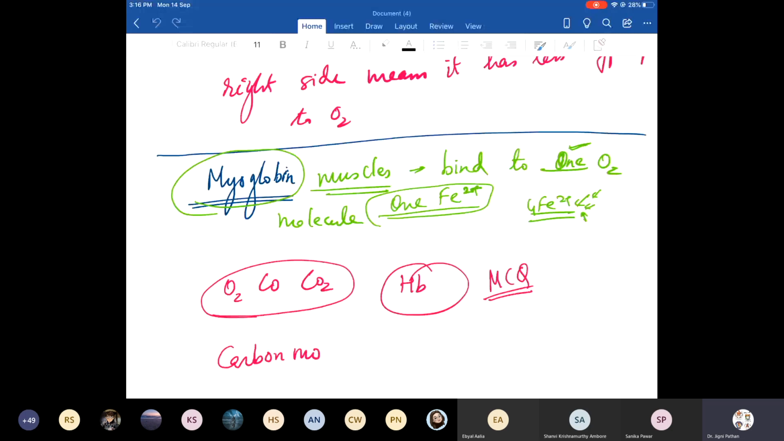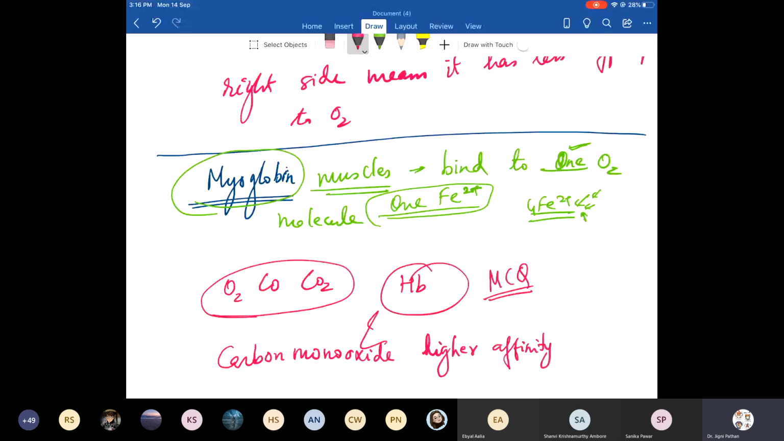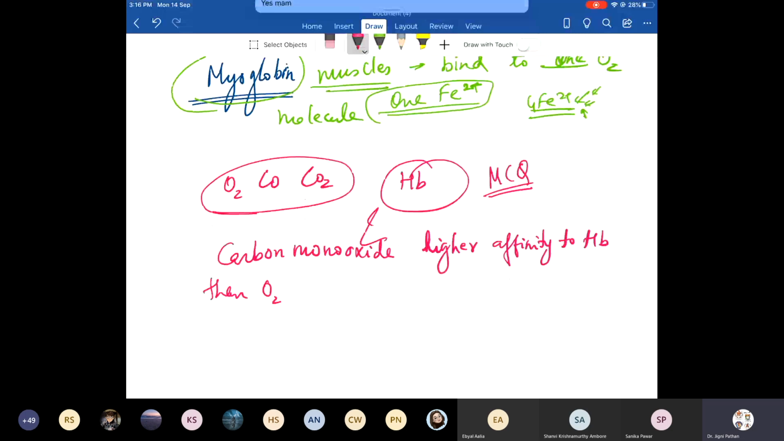So, carbon monoxide has higher affinity to hemoglobin than oxygen. How much affinity? It has 250 times more affinity. Okay? 250 times more affinity. Next.